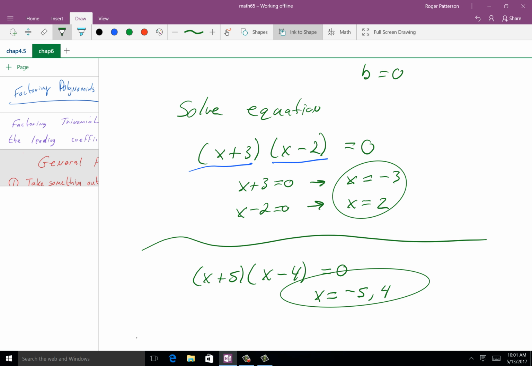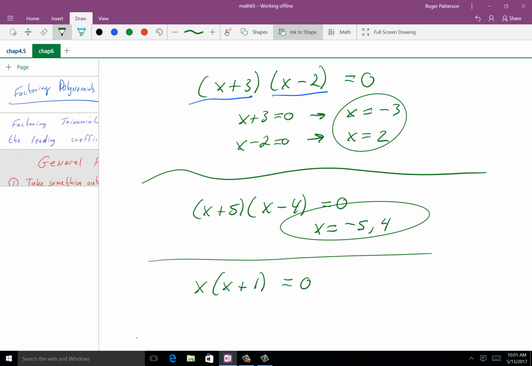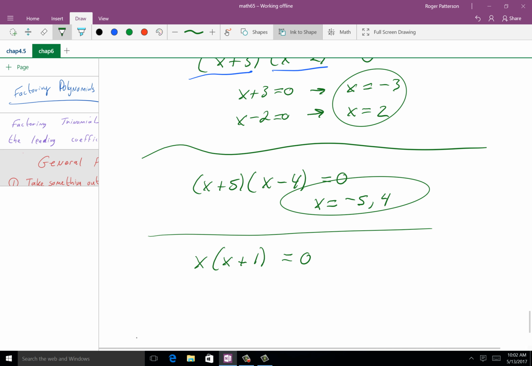We might have something like this: 2x minus 1 and 3x plus 4. These ones are a little trickier, but the idea is still the same. We're going to take the opposite of this negative 1. What's the opposite of the negative 1 that we have right here? 1. So I'm going to put a 1 there.